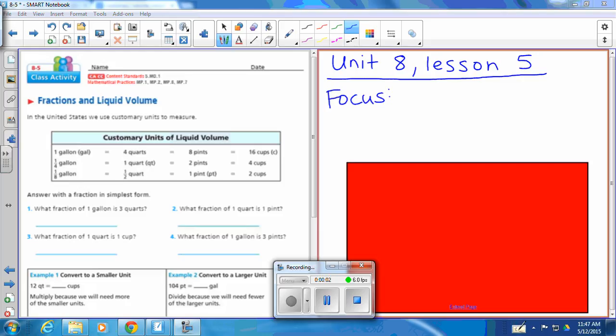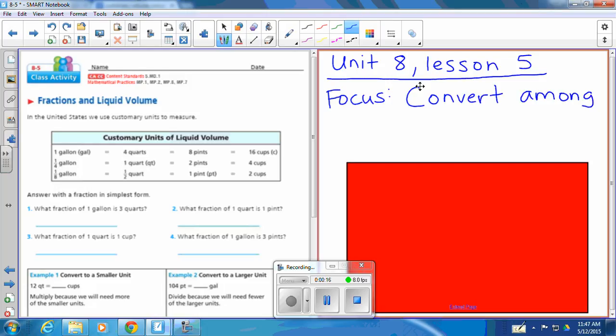Okay, so we're starting Unit 8, Lesson 5 today, which again, we're working with customary units, but this time we're focusing on liquid volume. So our focus is to convert. We've had a lot of practice with that word, which means to change, convert among customary measures of liquid volume.